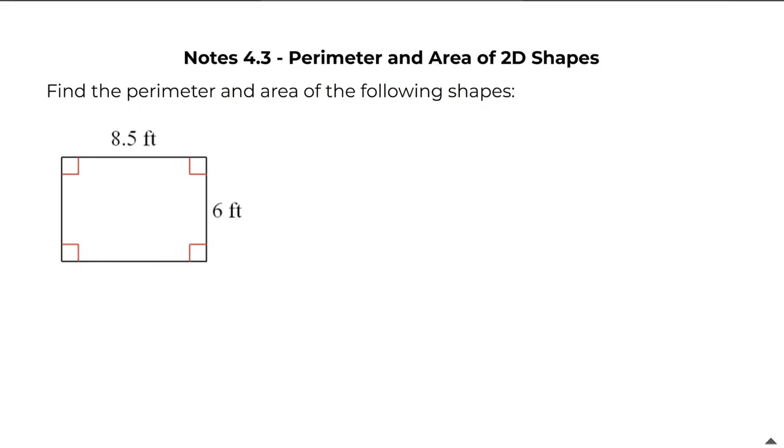Hi everyone. Notes 4.3 are on perimeter and area of 2D shapes. So this is a refresher from the math that you learned in elementary school. So the first thing we want to do is find the perimeter and area of the following shapes.